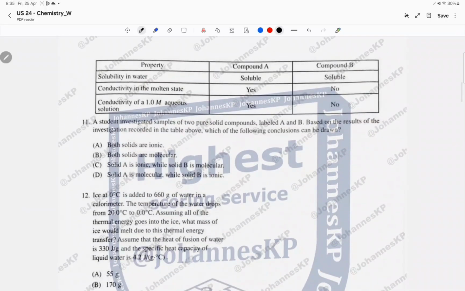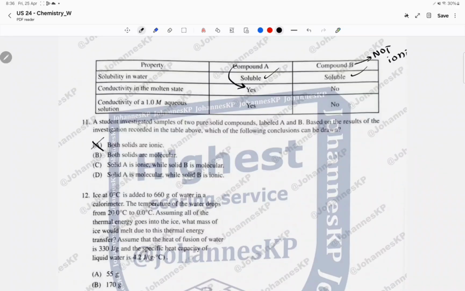Question 11. A student investigated samples of 2 pure solid compounds, A and B. Based on the results of the investigation recorded in the table above, which of the following conclusions can be drawn? Okay, so both solids are soluble in the water, and only A conducts in the molten state, but B does not. So that means that B is not an ionic compound.